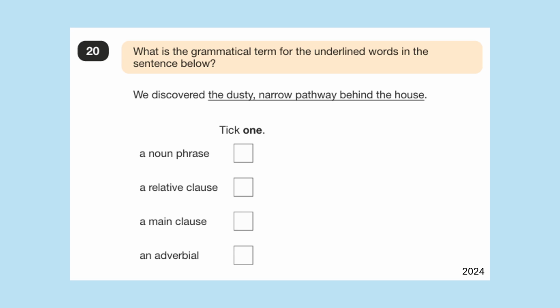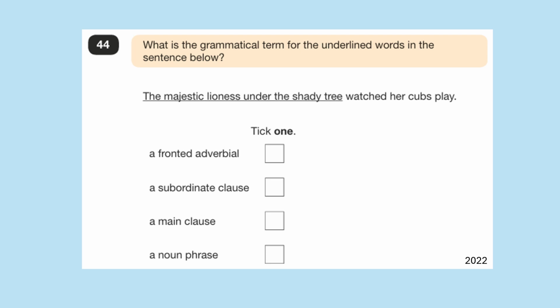Could be at the end of a sentence, but we go through the same process. We discovered the dusty, narrow pathway behind the house. So I've got a noun. Behind is a position something can be in, so there's my prepositional phrase, and I've got my determiner and my two adjectives at the beginning here, pre-modifying. So again, I'm breaking it down. I know what I'm doing. I'm confident.